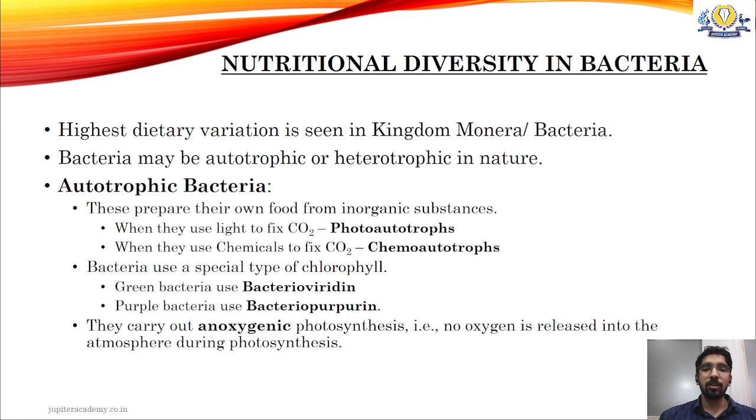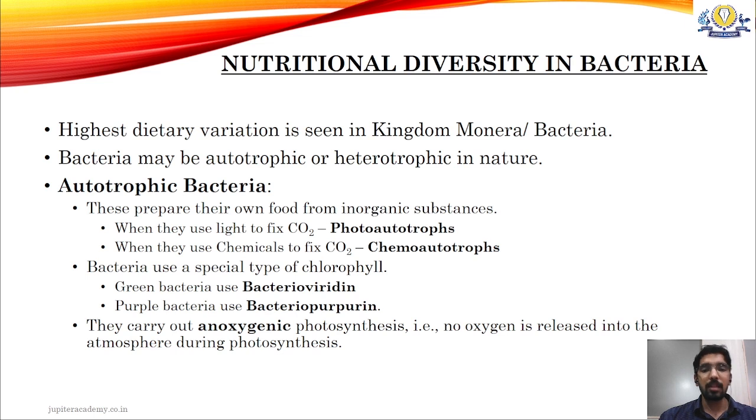Next we come to nutritional diversity in bacteria. As we have seen before, bacteria showcase the highest dietary variation among all the kingdoms, and bacteria may be autotrophic or heterotrophic in nature. So the first group is autotrophic bacteria. These include bacteria which can prepare their own food with the help of photosynthesis or chemosynthesis.